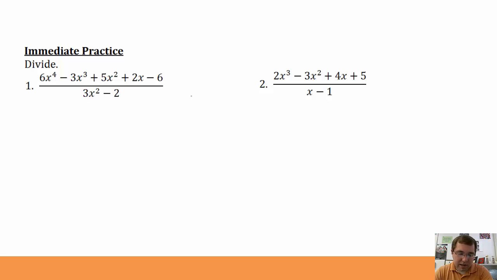Alright, your immediate practice problems are easier than that one that we just did. Divide. The first one you're going to have to use polynomial long division. The second one you can use synthetic division, so that's what I would recommend. Show all of your work, and that is the end of sections 8.3 and 8.4.